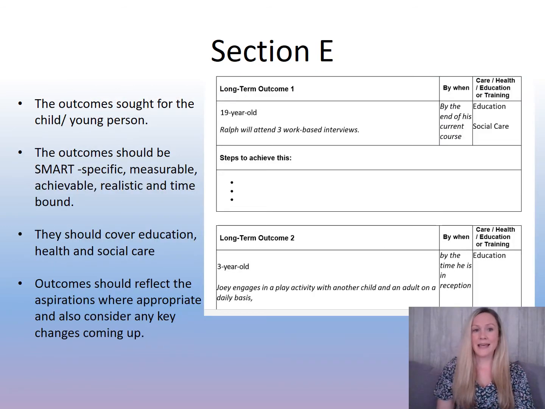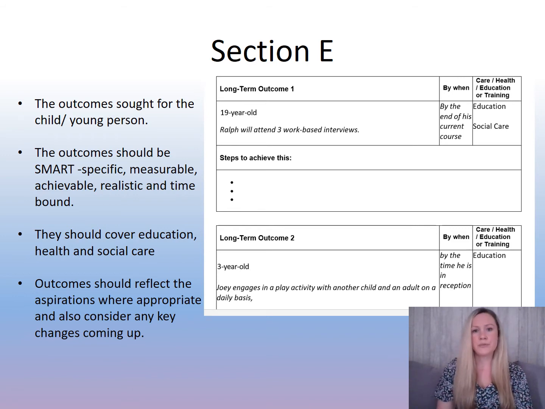So section E is the outcomes sought for the child or young person. These outcomes should be SMART, so S-M-A-R-T, SMART, which means they should be specific, measurable, achievable, realistic and time-bound. They should cover education, health and social care where appropriate, and they should also reflect aspirations and key changes that are coming up. So for example, moving schools or preparing for adulthood, which is year 9 onwards.